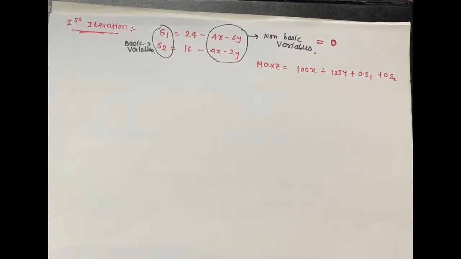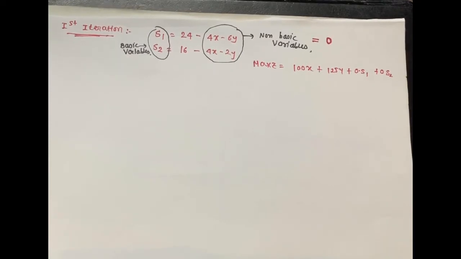Now the objective is to maximize this function. How can I maximize this function? For that, I require to increase the value of x and y. Either I can increase the value of x or I can increase the value of y. If I increase the value of x by 1 unit and y by 1 unit, which will contribute more to the maximization function?